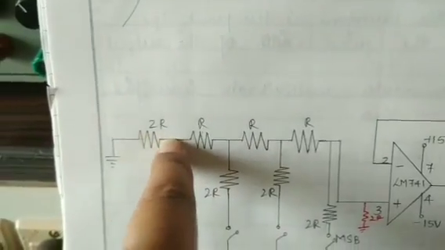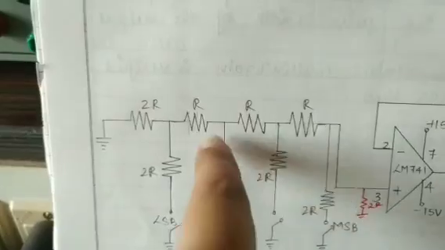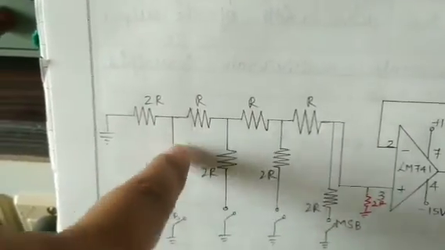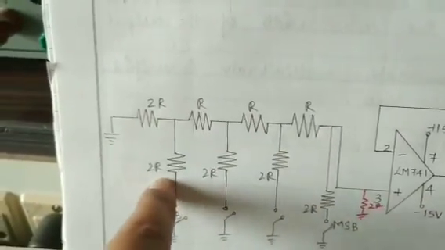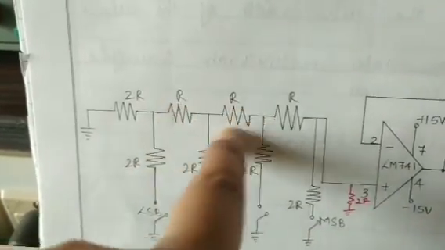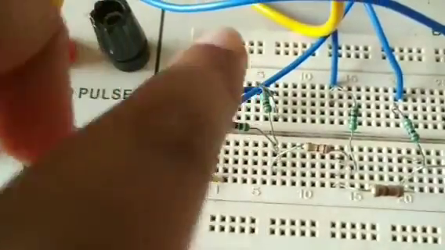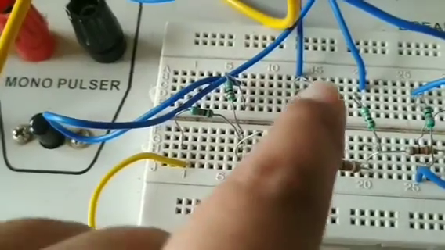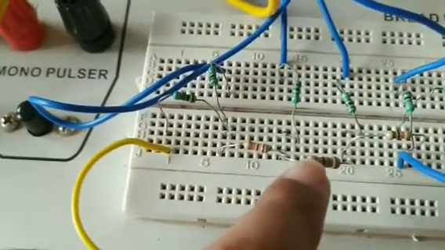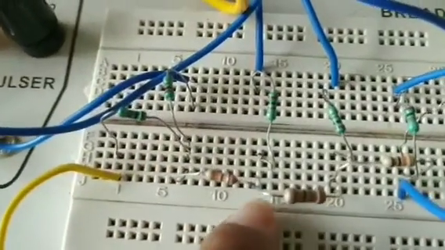Wherever there is a junction of 10Ks, add one 20K, because we have already added this 20K initially. Now add a 20K to the junction of two 10Ks. So this 20K we had already added. Add one more 20K to the junction of these two 10Ks. How to add, you see?